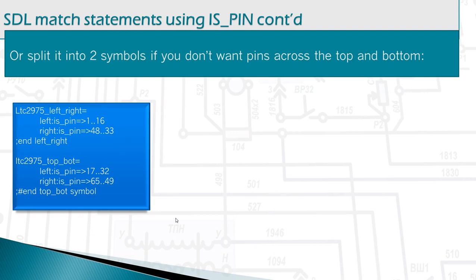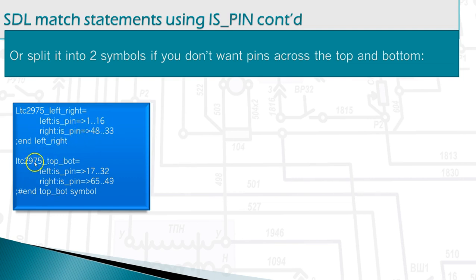Let's say we don't like the top and bottom pins. We want to split that into two symbols. So we'll change that. We make a slight change in the SDL where we end the first symbol. We rename the one LTC 2975 left right. So on the left we'll put pins 1 to 16. On the right we'll put pins 48 to 33.